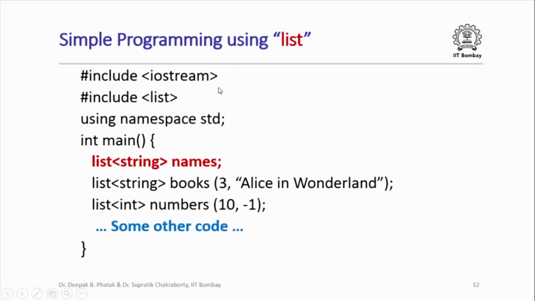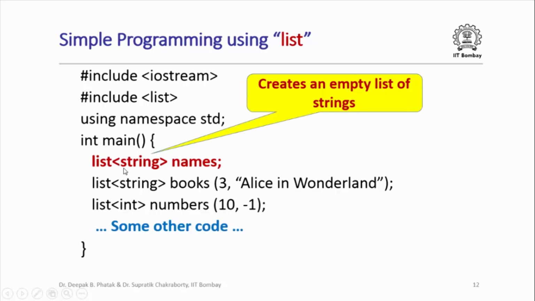Now here is a simple program that uses the list class. Note, I have written here #include <iostream>, and I have also written #include <list>. I have used using namespace std. This is because the list class and all its member functions are in the std namespace. And there in the main function, I have declared 3 lists. The first one is a list of strings. The name of that list is names.